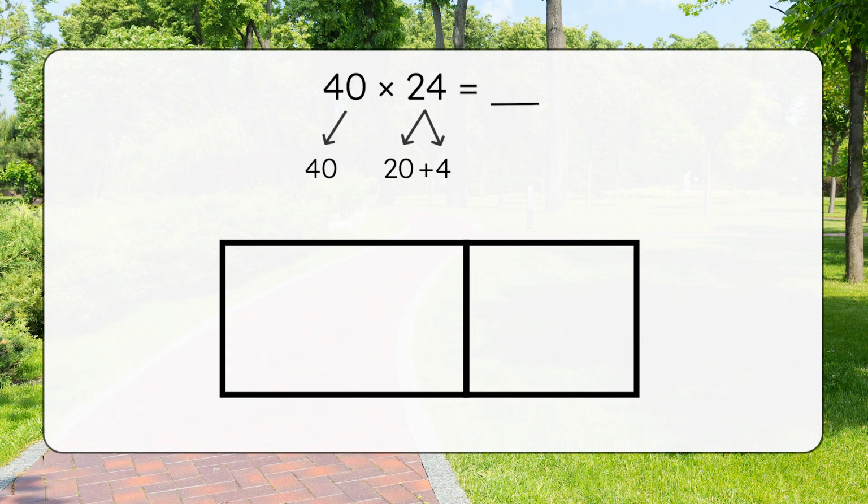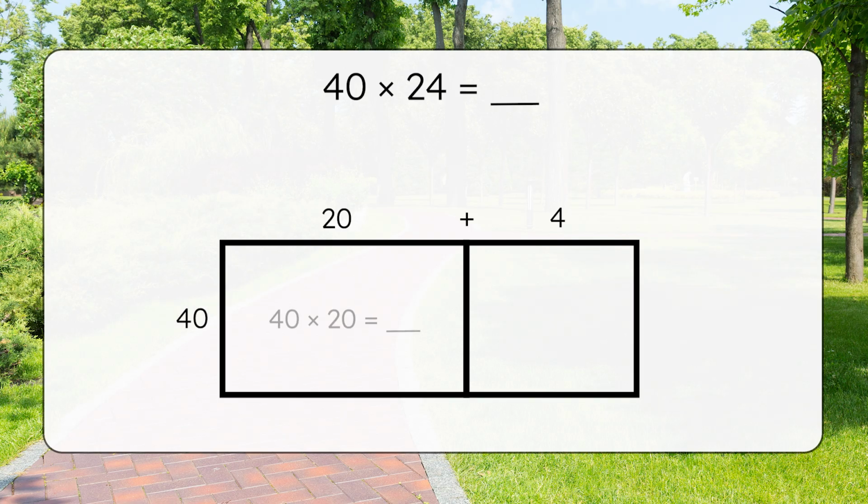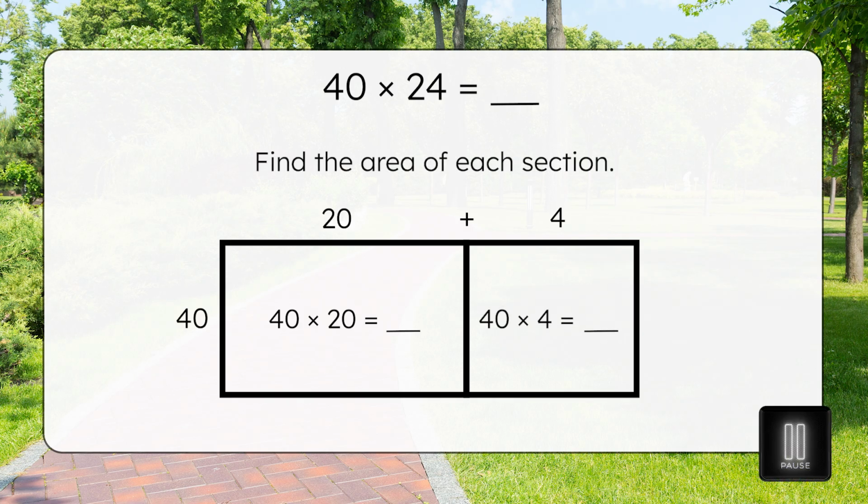On the area model, we'll label one section for the tens and another for the ones. We're multiplying by 40, so that goes on the left side. Now we have two rectangles, one for solving 40 times 20 and another for solving 40 times 4. Pause here to find the area of each section in your guided notes.